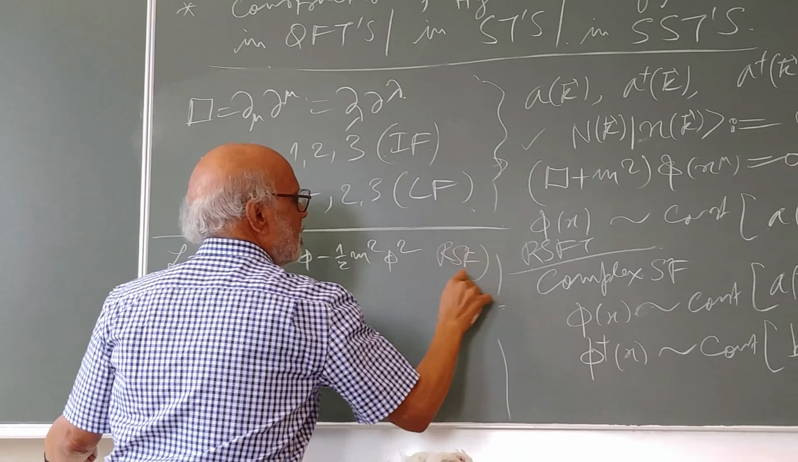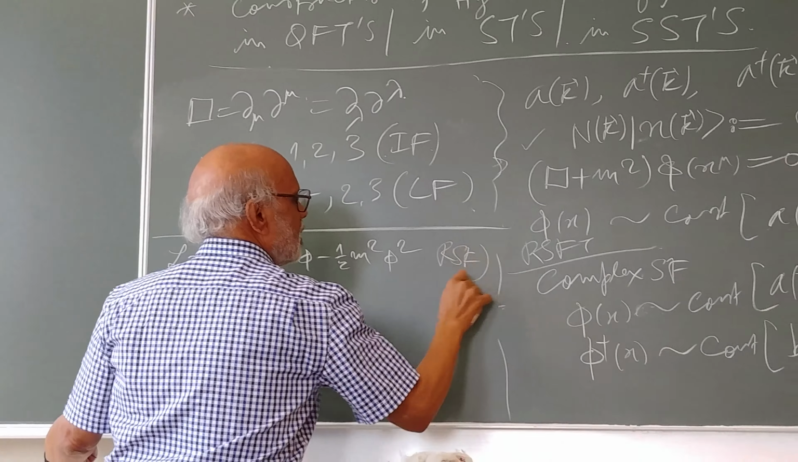So, A of K, A dagger of K, N of K, and now B of K, B dagger of K, N of K, and if you like, I could put a subscript NA for the A, and I could put a subscript B here.